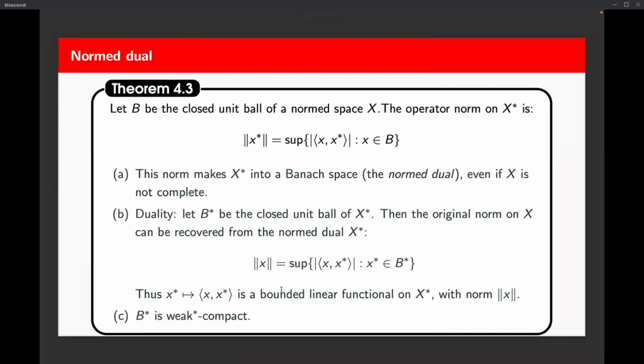And as a result, first of all, if we consider the map from an element of the dual space to its evaluation at a point x, that's obviously a linear functional. The line above shows that it's bounded. In fact, its norm is the norm of x itself. And the other statement of the theorem is that the unit ball of B star is compact in the weak star topology.